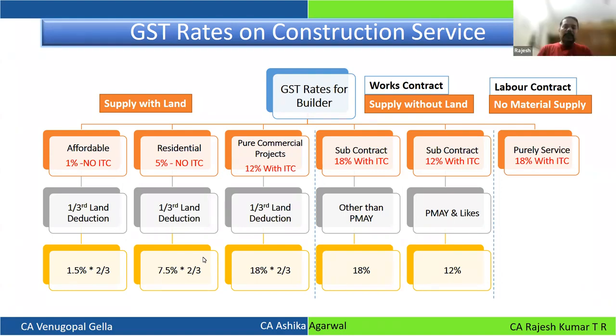Firstly, this 1/3 land deduction is set out in the notification. However, we bring to the notice of the participants, there is a decision of the Gujarat High Court where, if the value of land is separately identified and agreed upon, there is a possibility of excluding the actual value of land and paying tax on the construction value. In such a scenario, the top 1%, 5%, 12% should not be looked into. You should look into the below rates, that is 1.5%, 7.5%, and 18%. This is point number 1.